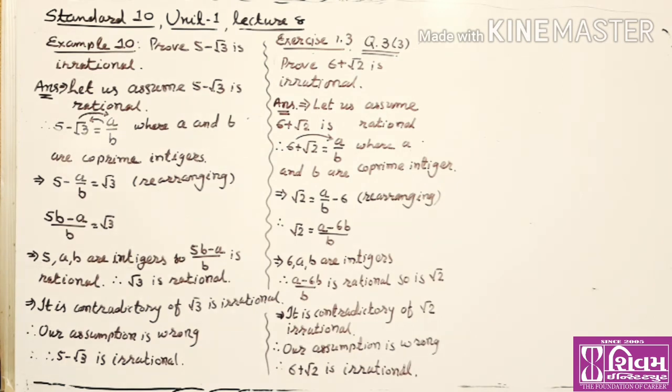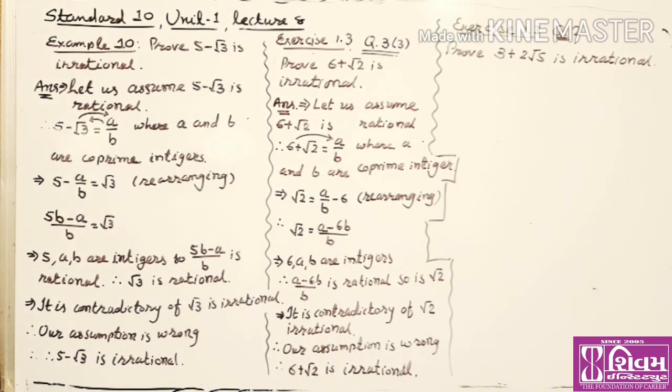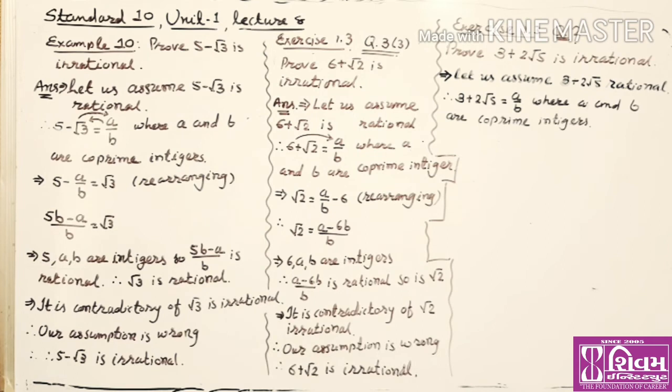Let us do one more question. Question 2 in exercise 1.3. Prove 3 plus 2 root 5 is irrational. To answer the question, first of all, let us assume 3 plus 2 root 5 is rational, and therefore we can present 3 plus 2 root 5 as a ratio of two integers A and B, where A and B are co-prime integers. It means they don't have any common factor.